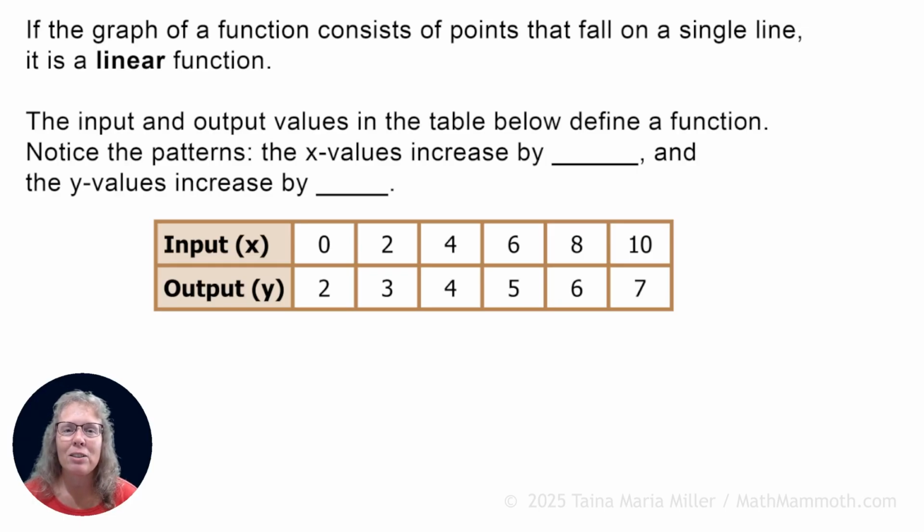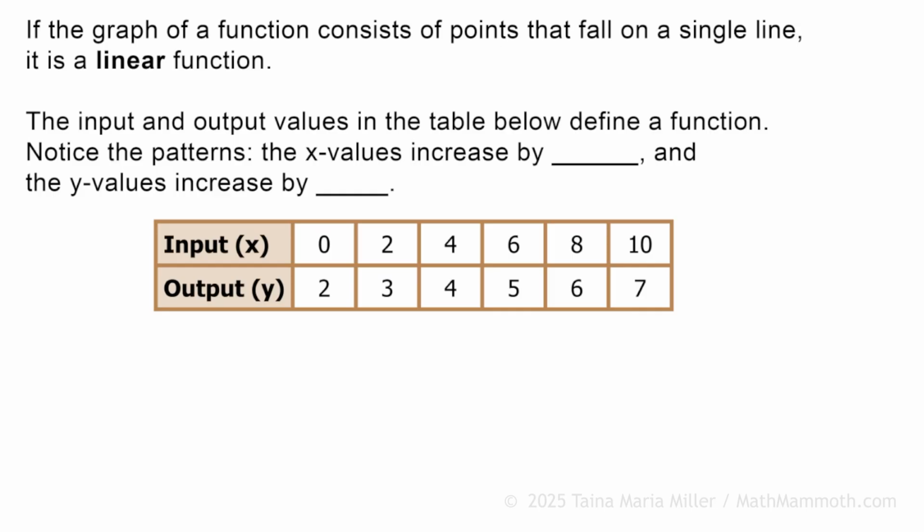In this lesson, we're going to look at linear functions and the rate of change. First of all, I have here a simple definition for a linear function, and that is, if the graph of a function consists of points that fall on a single line, then it is a linear function. The word linear actually comes from the word line. And we will see another definition for a linear function later, but for now this is sufficient.